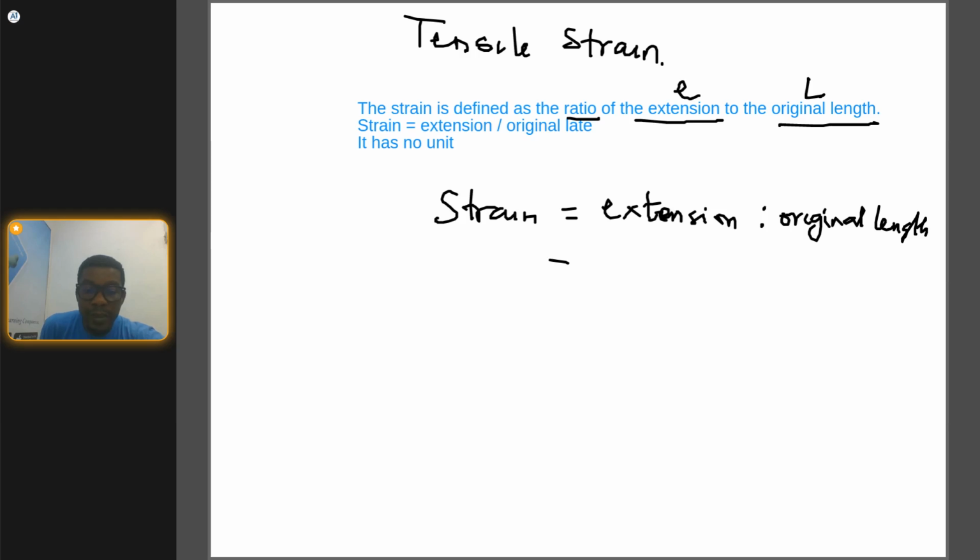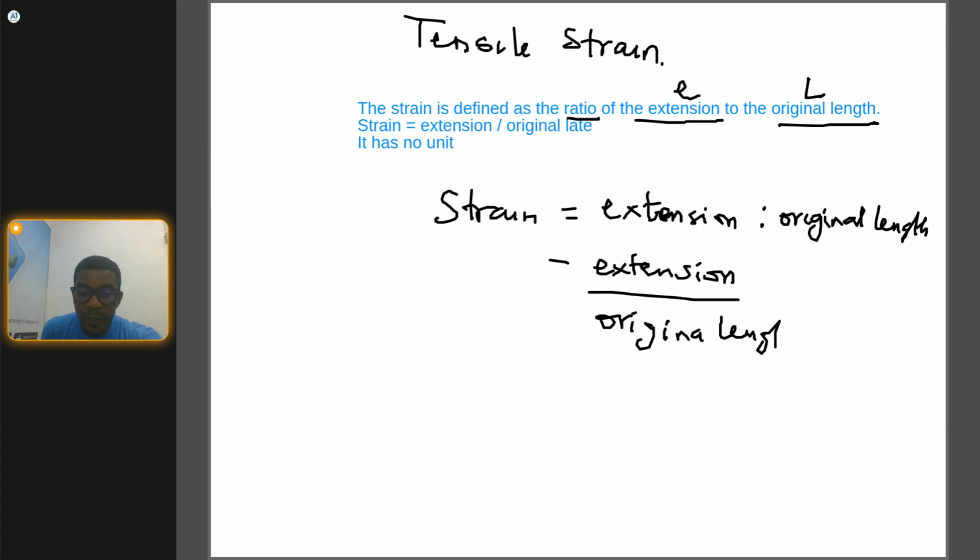Which implies that we have the extension over the original length, because ratio means division. Which is also equal to extension, which is letter E, over the original length, which is letter L. So this is the formula to calculate the strain.